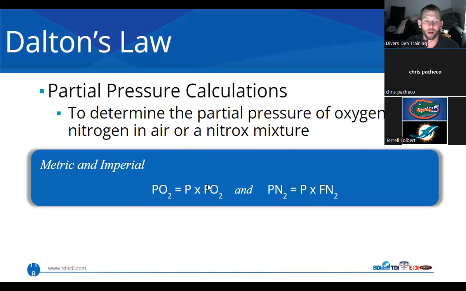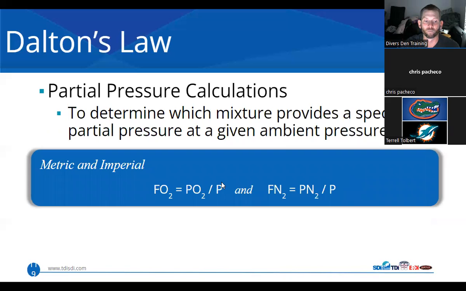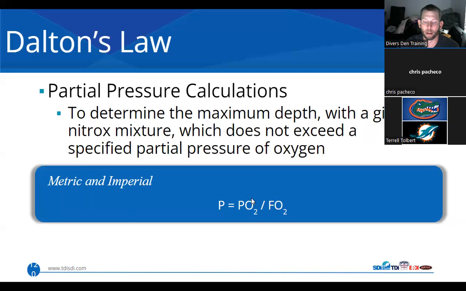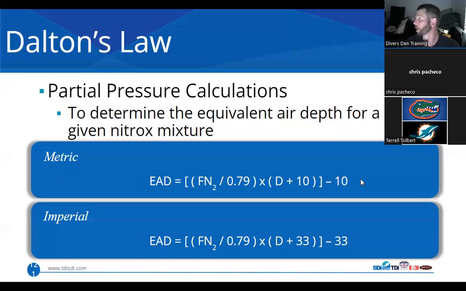All right, so this sucks. I'm going to show you guys a better way to do that. These all suck, memorizing these equations. Equivalent air depth: this is an equation that'll help you remember how to calculate equivalent air depths.